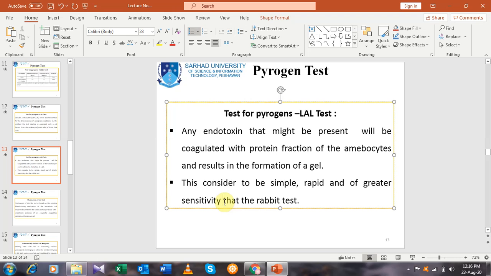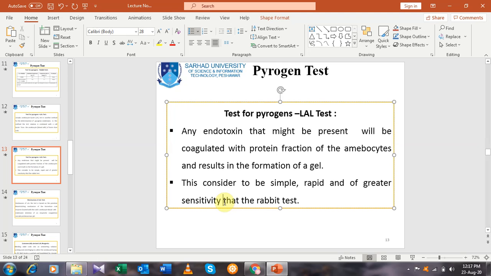On the basis of that gel formation, we will decide that the test is passed if the gel is not formed. If the gel formation occurred, it means that the sample has endotoxin that is coagulated with the proteinaceous fraction of the amebocyte, and by this way the gel formation occurred. The observed gel formation is the indication of the presence of endotoxin in the product, and by this way we will decide that pyrogen is present, and the pyrogen test for the product or the sample is failed.